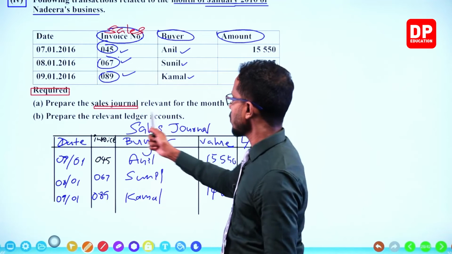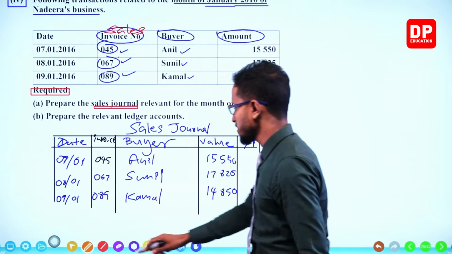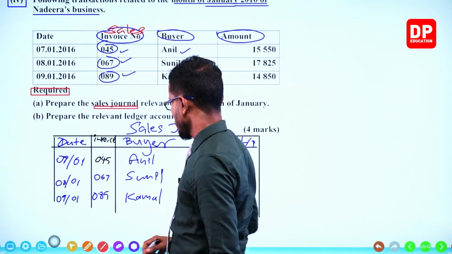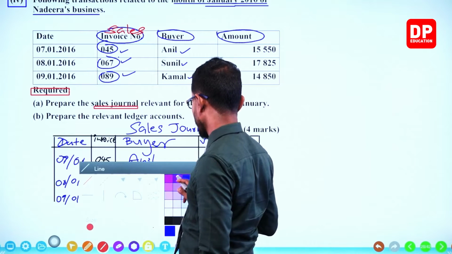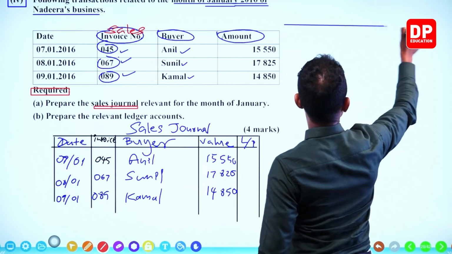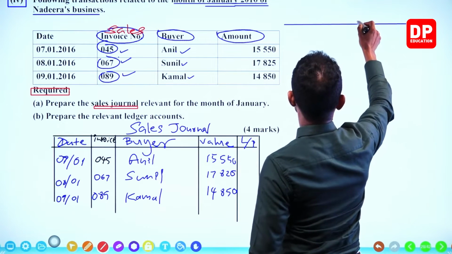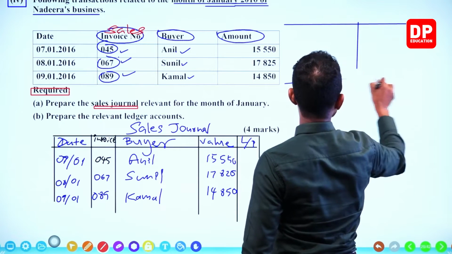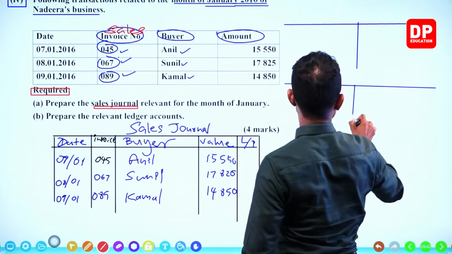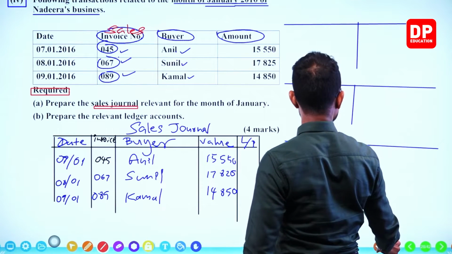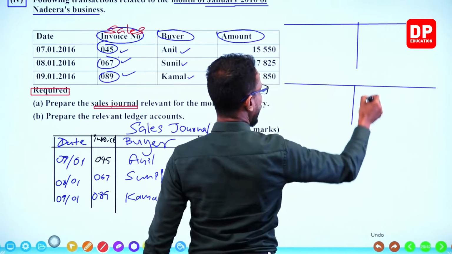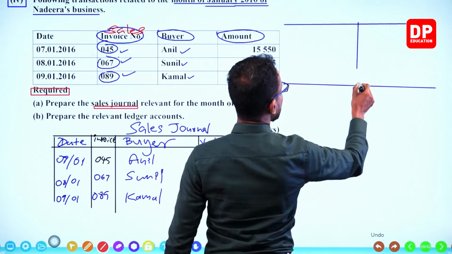And the relevant ledger accounts also must be prepared. Now prepare the ledger accounts, just like that. We'll prepare the ledger accounts here. You don't worry about it, I'll manage the space. How many ledger accounts do we need? How many do we need?